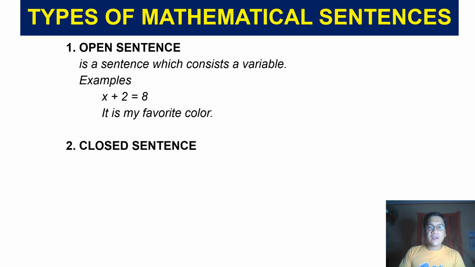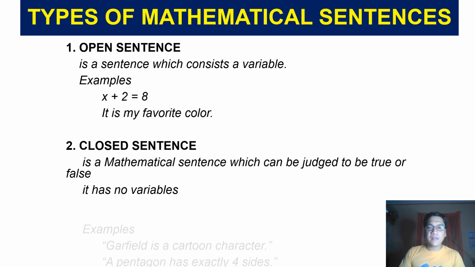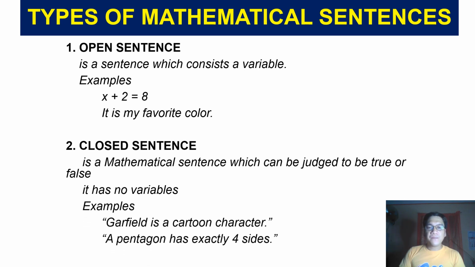Number 2, closed sentence. So what is a closed sentence? A closed sentence is a mathematical sentence which can be judged to be true or false. It has no variables. Examples: Garfield is a cartoon character and a pentagon has exactly 4 sides. Similar to the previous examples, we can just judge the sentences given as either true or false.